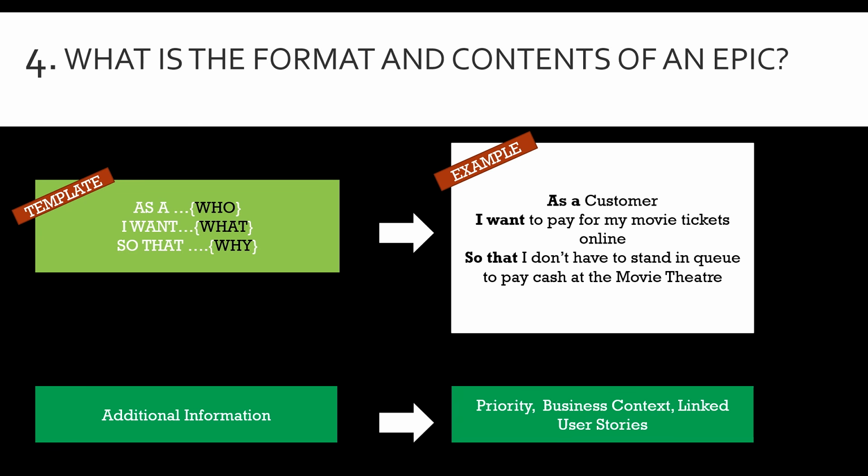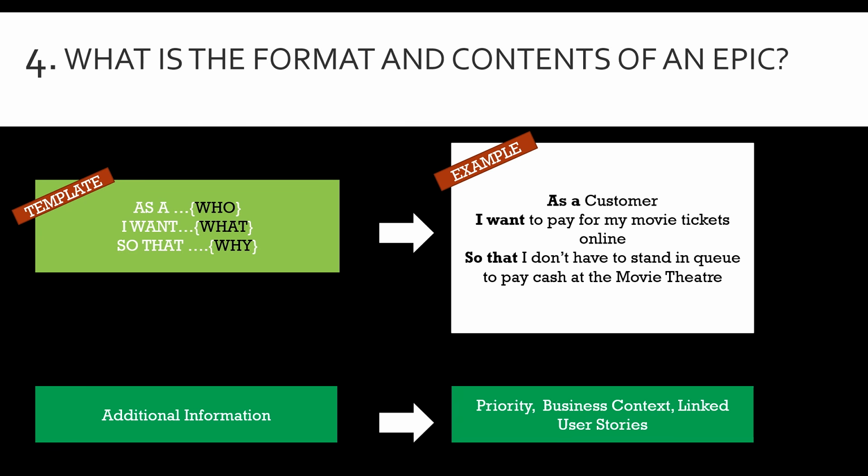I've listed down the key components of an epic in this slide. Ideally, in essence, what an epic has is who, what, and why. Who requires it? What is required? Why is it required? This is the format used to capture the requirements. It's a template commonly used industry-wide: as a who requires it, I want what is required, so that why it is required.